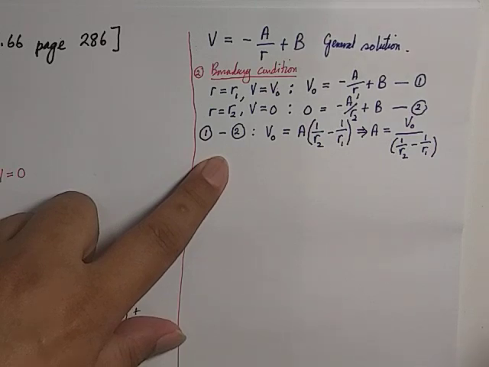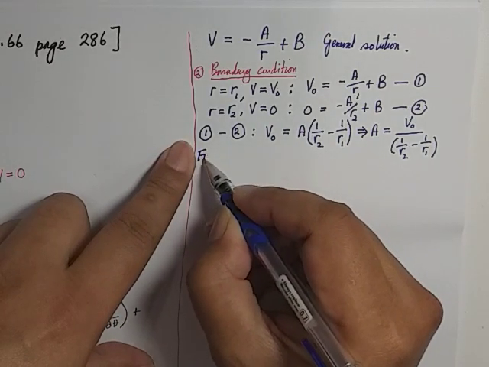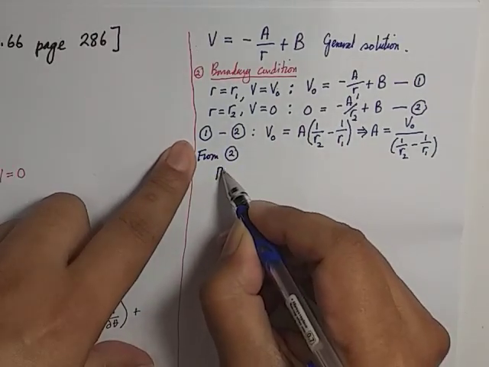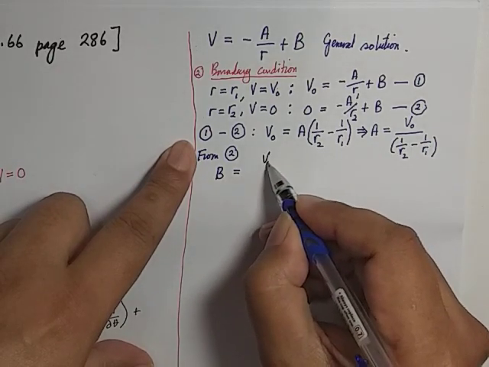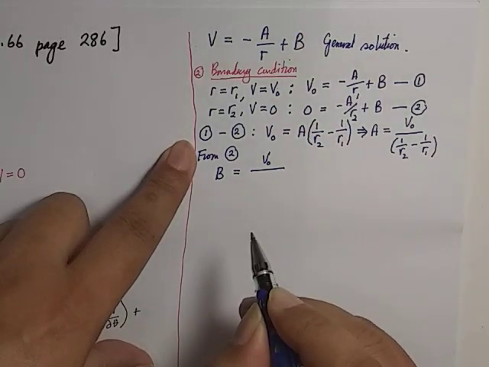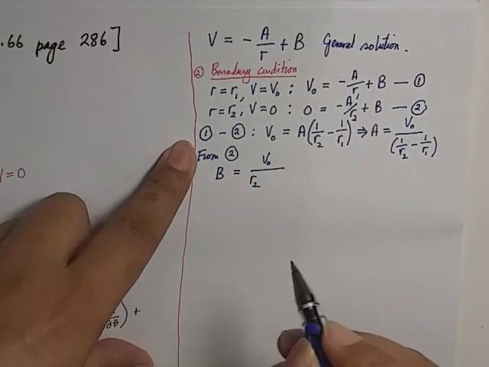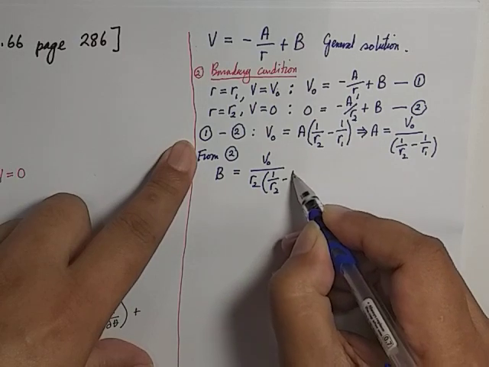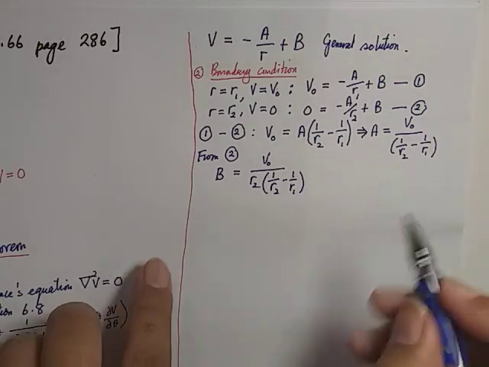Now we need to determine our constant B. From equation 2, we know that B is equal to positive V naught over R2, correct? Because there's R2 there, we substitute the constant, and then 1 over R2 minus 1 over R1, okay? So we're able to solve for constant A and constant B.